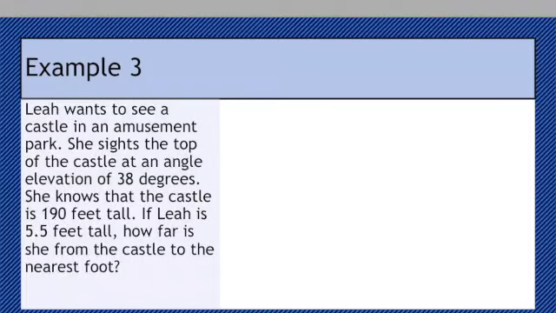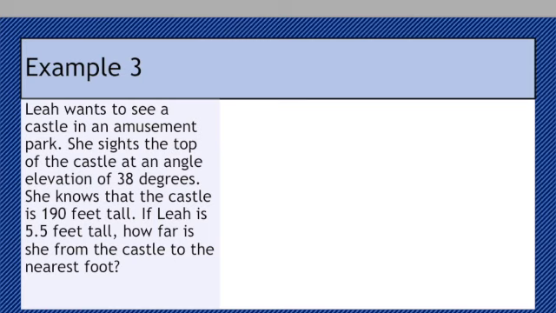Okay, so we have another example here. Leah wants to see a castle in an amusement park. She sights the top of the castle at an angle of elevation of 38 degrees. She knows that the castle is 190 feet tall. If Leah is 5.5 feet tall, how far is she from the castle to the nearest foot?